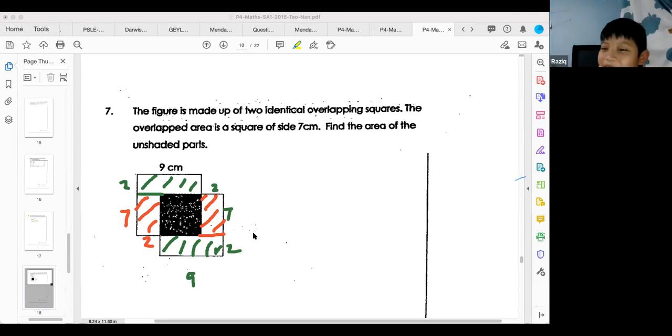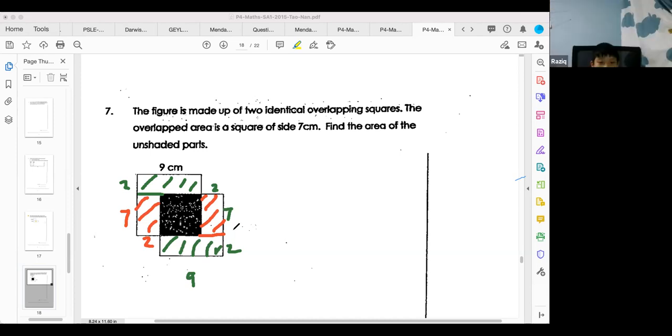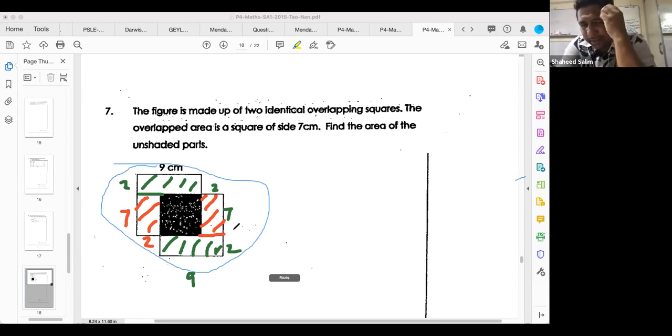7 times 7, 49. But you don't need that. If you use your method, you don't need that. You just need the green part is 9 times 2. The red part is 7 times 2. You don't need the 7 times 7. You can find it straight. Just plus all this. Plus all that. Then you get it. Yes. Don't take the 7 times 7. Plus all the rest. That's your method.